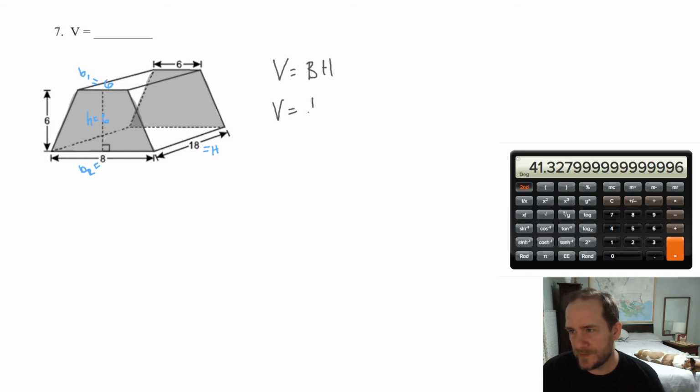Since our base is a trapezoid, we're going to again have to use 1/2 times B1 plus B2 times height. Now again, that's just B. Remember, we still need the H. So yes, that's 2 H's. Little h, big H. Alright, let's plug in.